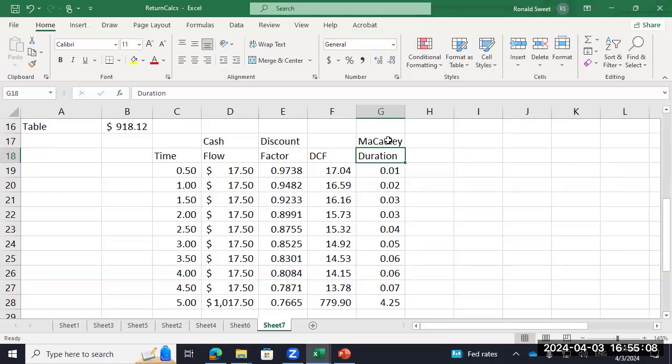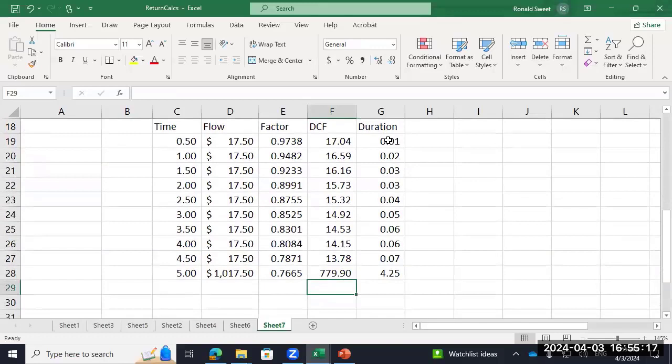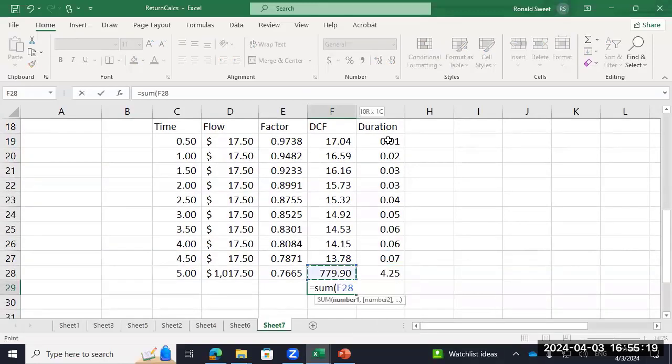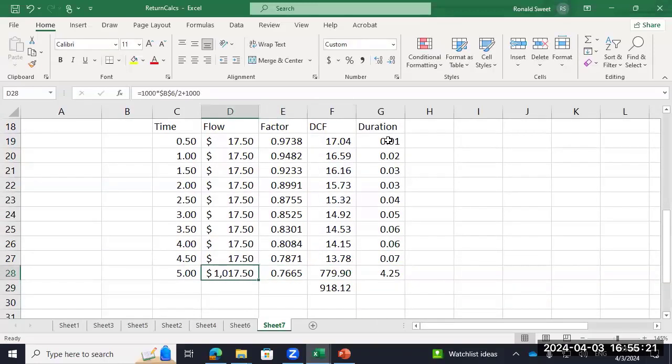So, F28, that number, is that the sum of that column? No, each one of these is a discounted cash flow. No, the sum is, this one's a large number. You guys got $1,000. So 1,017.50 is worth 779.90 today. But the sum is 918.12.